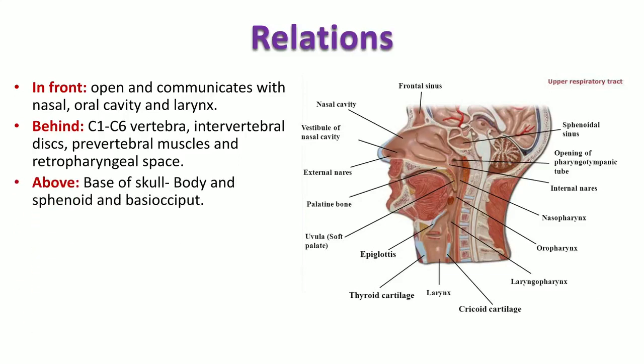Above, it is supported by the base of skull, mainly by the inferior surface of the body of the sphenoid, and then the basilar part of occipital bone, which is called the basi-occiput. That forms the roof of the pharynx mainly. There is no floor of the pharynx because below it is open and communicates with the esophagus. It is continuous with the esophagus at the level of the sixth cervical vertebra.